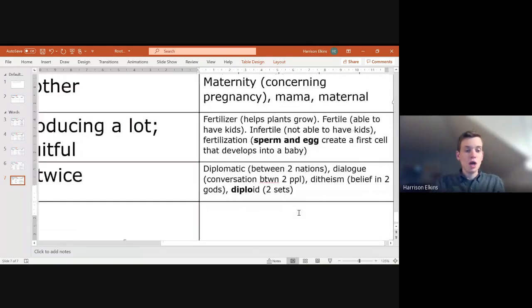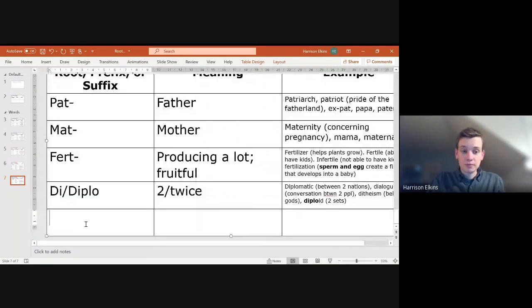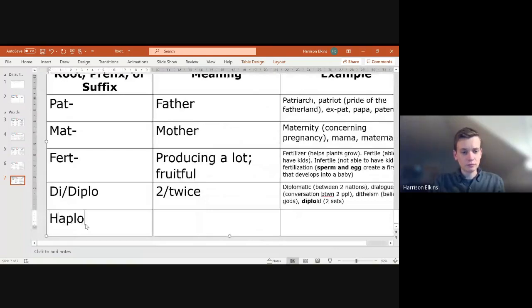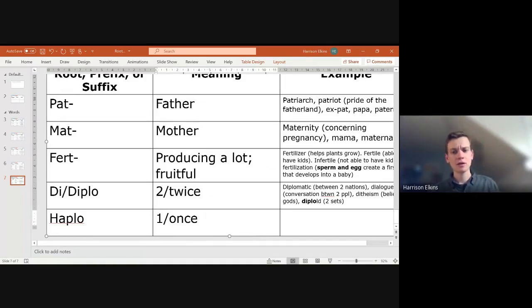Anytime you see diplo, think two. Now, the opposite of diplo is haplo. This just kind of means one or once, especially once in the sense of when you would expect there to be two. If you only have one when you expect there to be two, then that is haplo. Kind of like if I just had one sock, I expect two socks. Haplo is referring to that idea of I expected two, but I only have one.